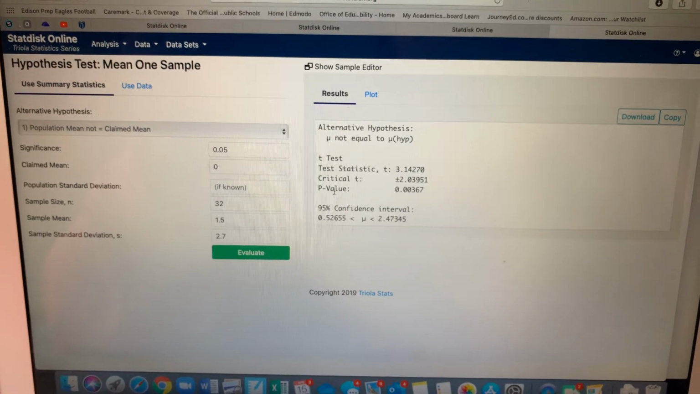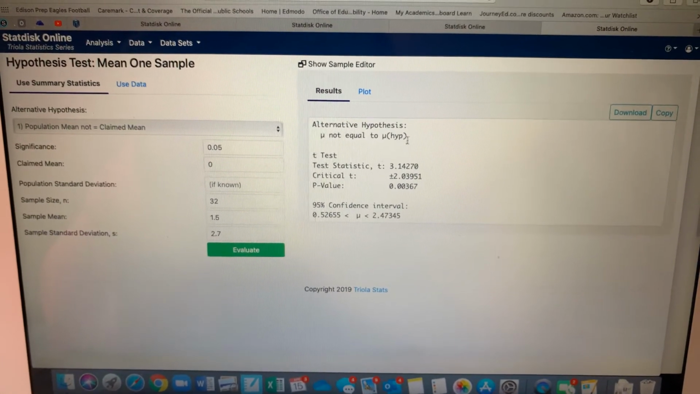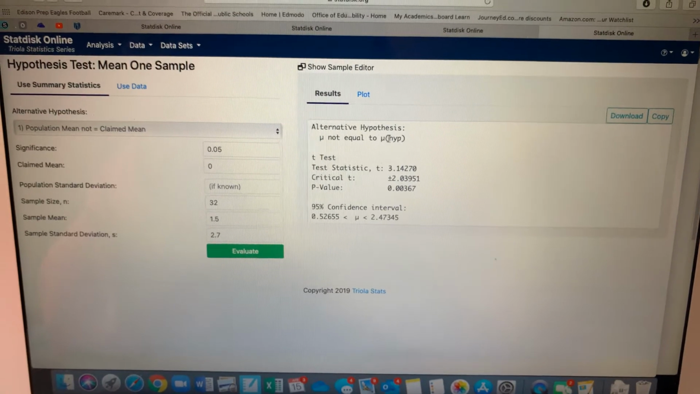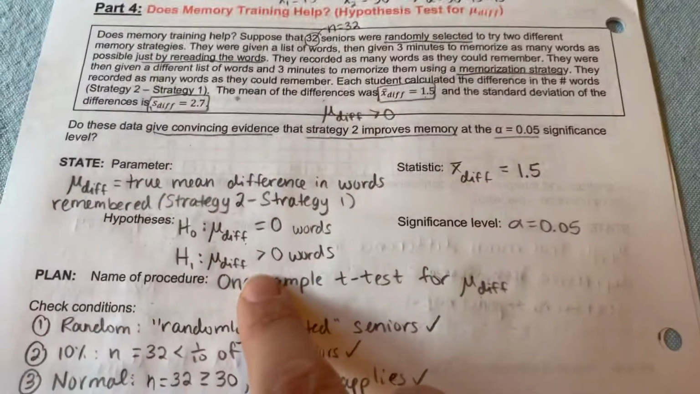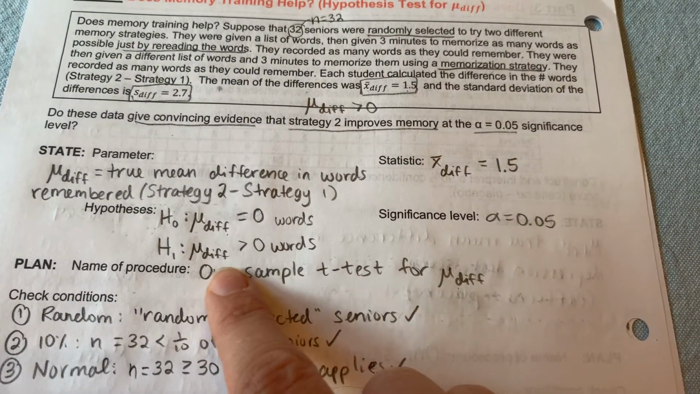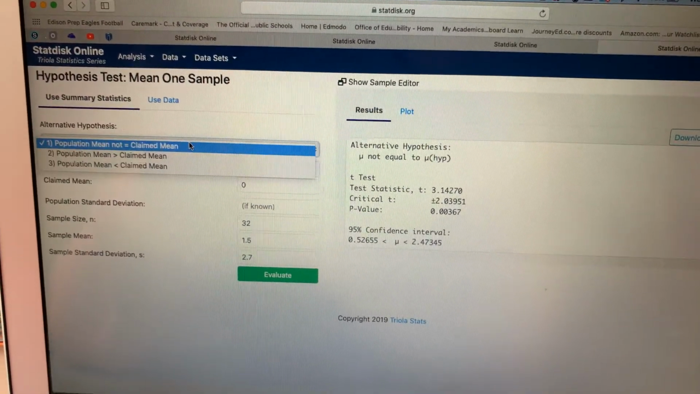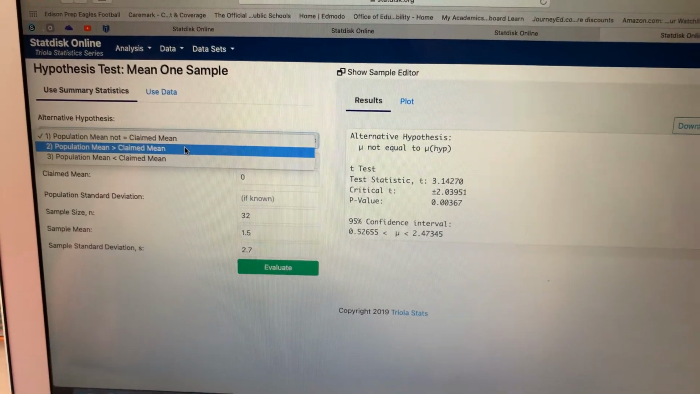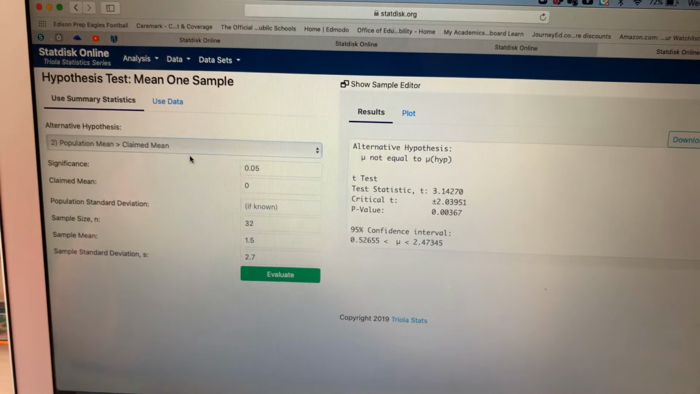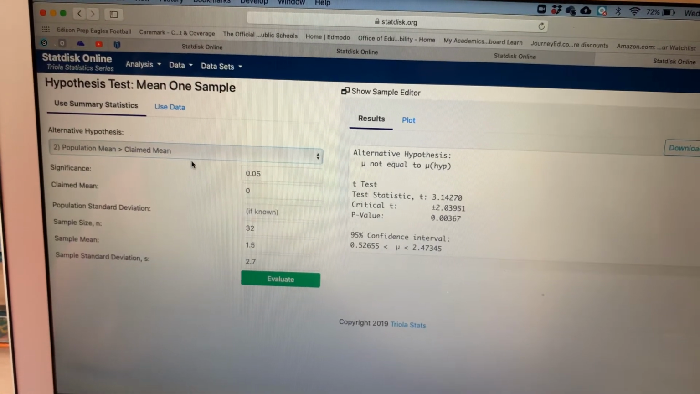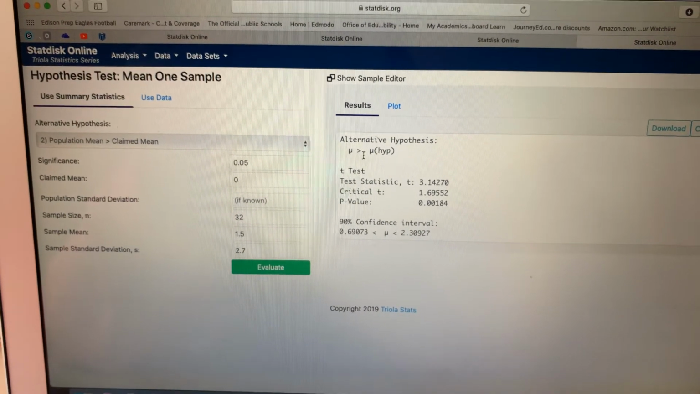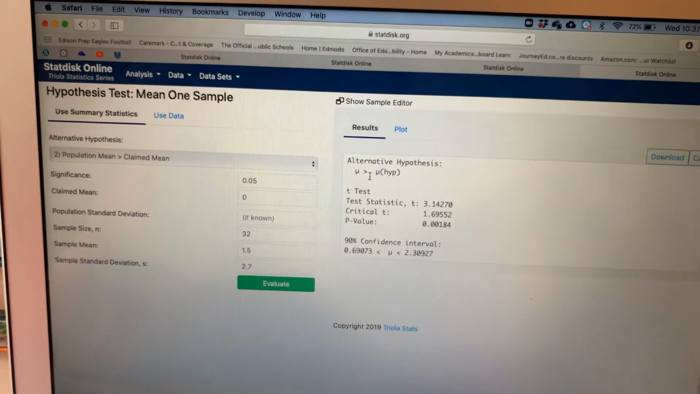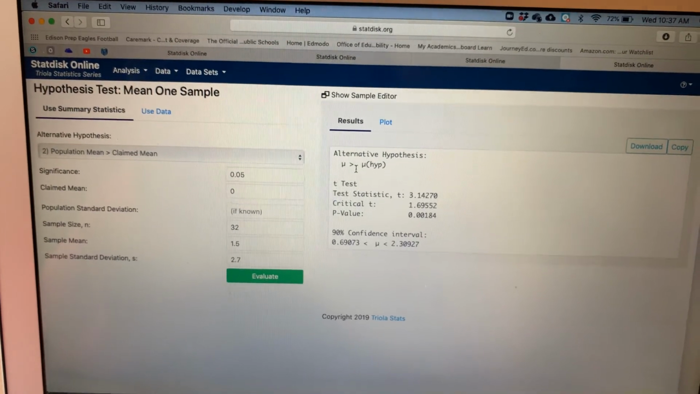If I hit evaluate at this point, it tells me my alternative hypothesis up here is that mu is not equal to the hypothesized mu. All right, now that's not what my alternative hypothesis was. It was supposed to be that the difference is greater than 0. So I need to come back over here and change this population mean not equal to claimed mean to be population mean greater than claimed mean. The claimed mean, again, being that it's 0. Now, if I hit evaluate this time, I've got the correct alternative hypothesis up there. That's a really easy mistake to make, so make sure you're careful.